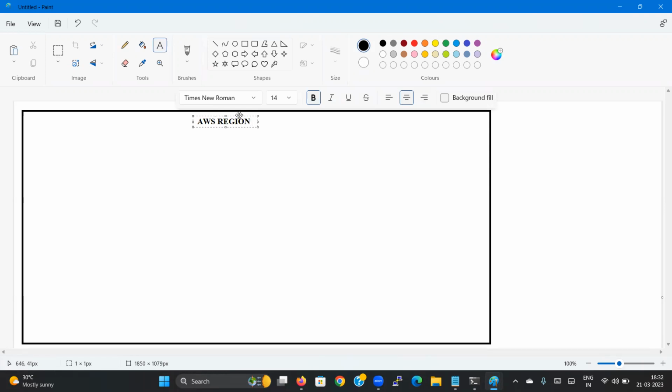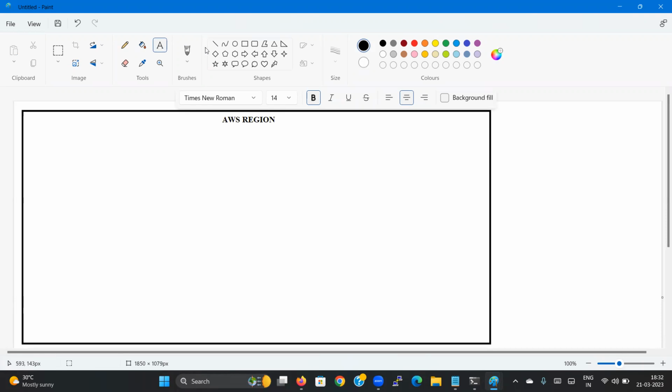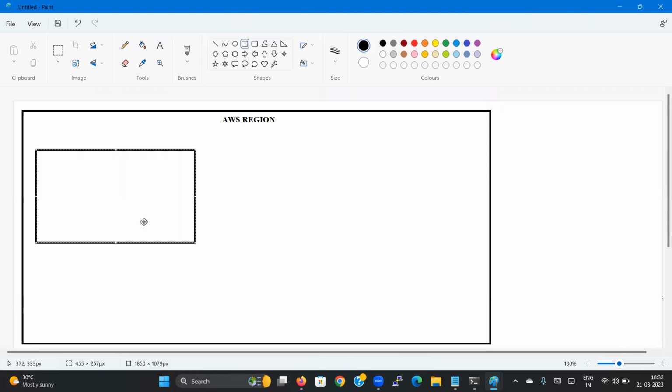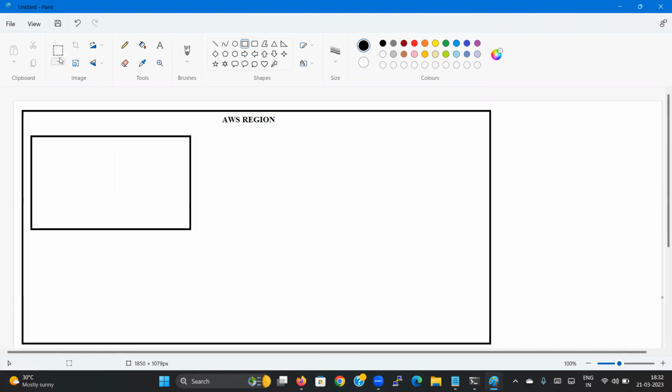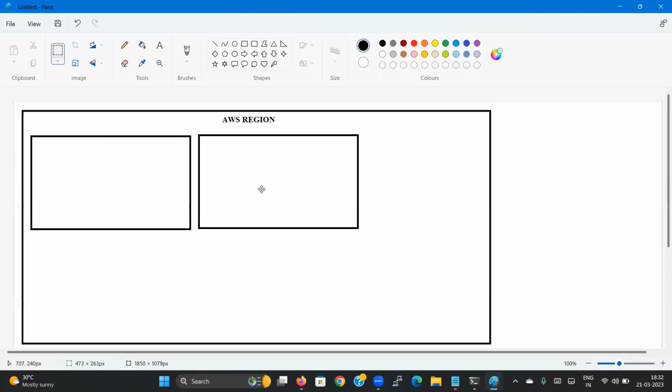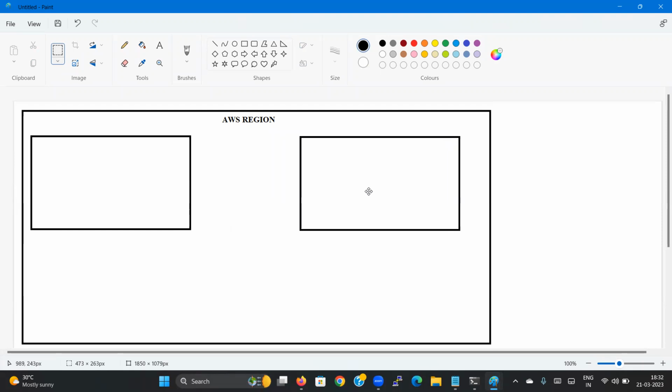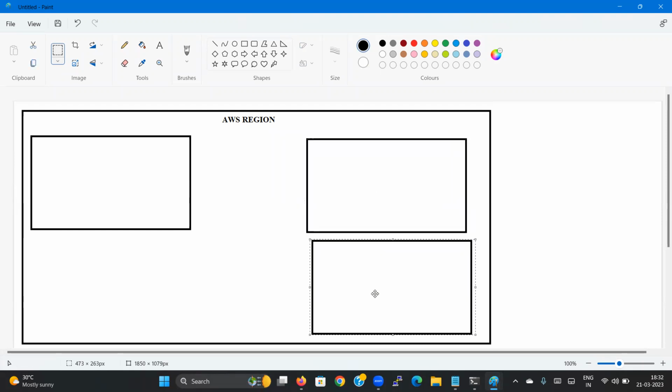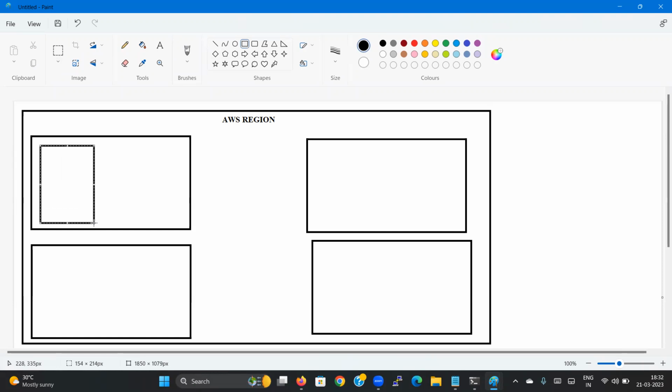Okay, this is an AWS region. Inside this AWS region, you will have multiple data centers, not a single data center. You will have several data centers. For example, if you take this as a data center, you will have multiple data centers, and each and every data center you are seeing here is interlinked with each other.